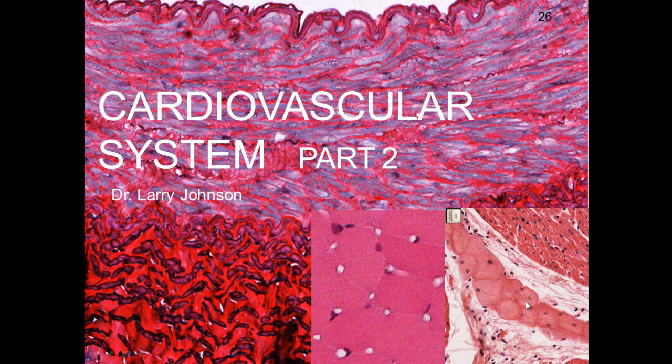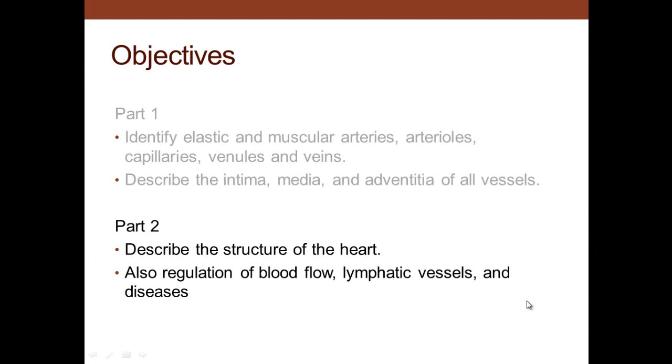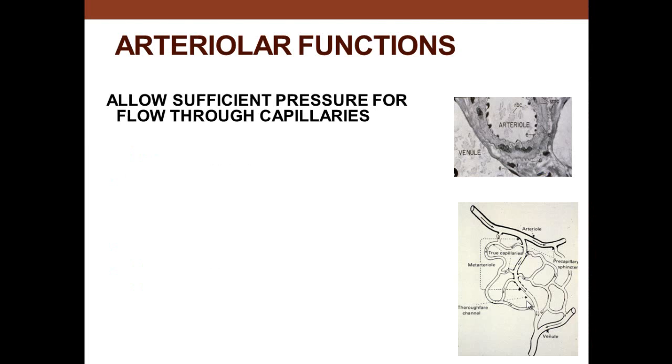The cardiovascular system, Part 2. Part 2 describes the structure of the heart, a little bit about the regulation of blood flow, lymphatic vessel characteristics, and diseases. Now here we see the arterial pressure.